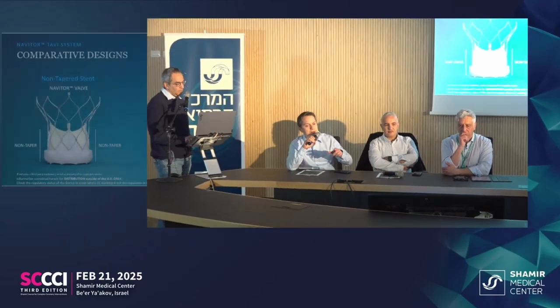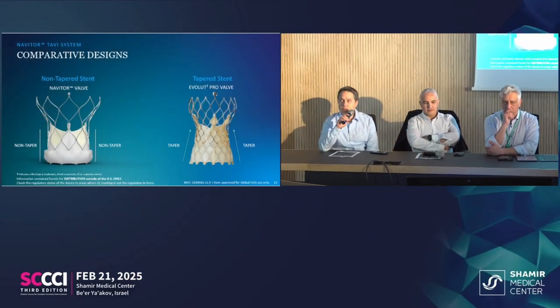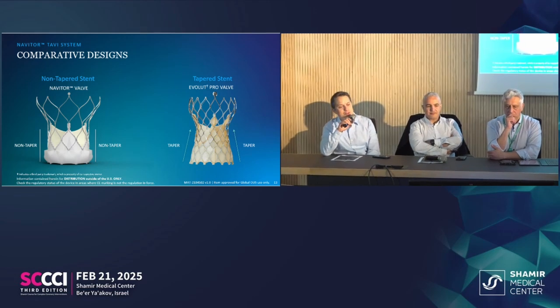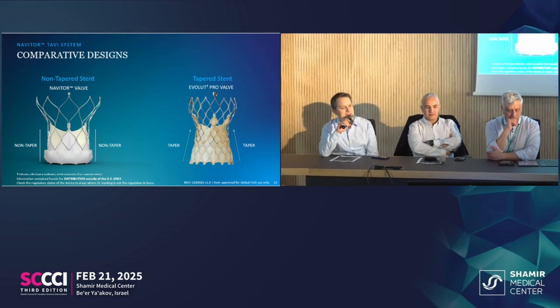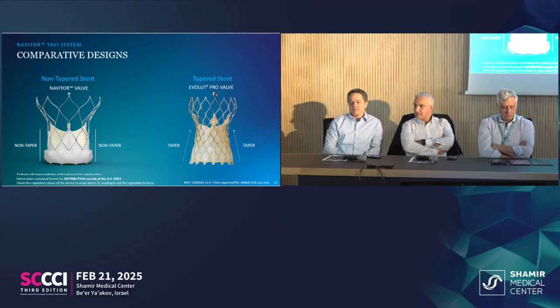I'm just going to say one more thing. The theoretical advantage, you show the slide of the tapered versus non-tapered part of the Evolute versus the Navitor. I think with the Navitor, which is a great valve, there's less flexibility in the sense that if you move a little higher or lower with the Evolute, you can get a little different diameter in the annulus, right? So I'm not sure it would have happened with that as well, but that's something to think about. But anyway, amazing case, really great case. Thank you.